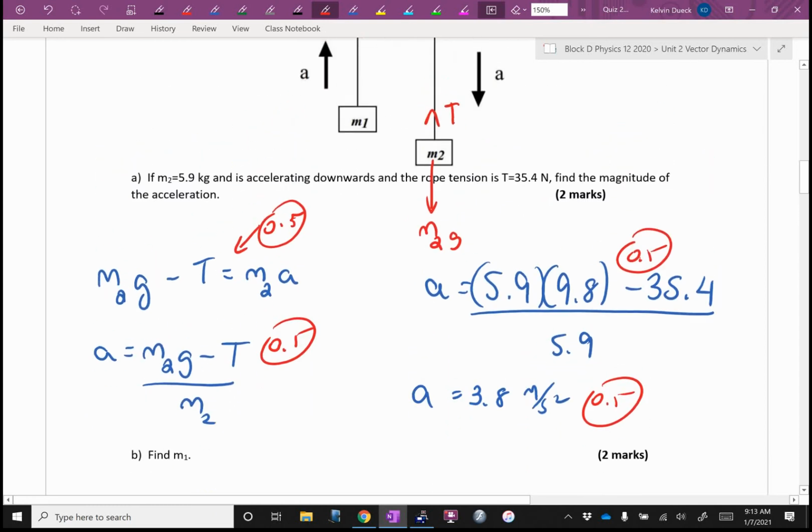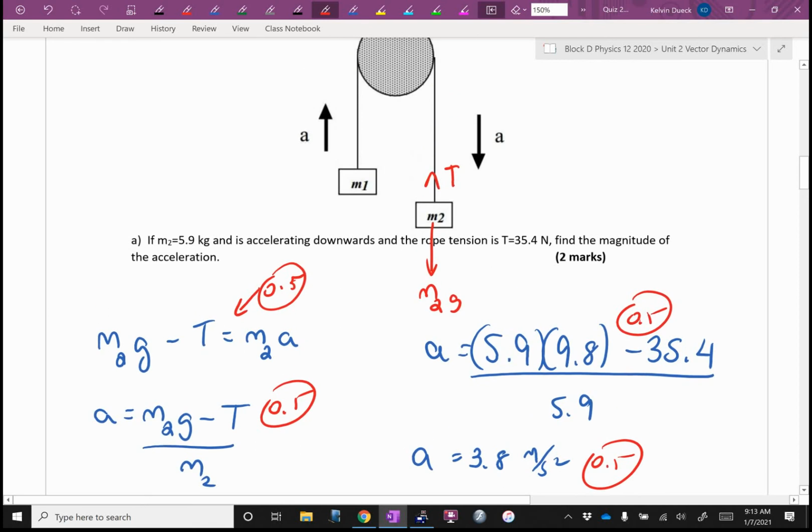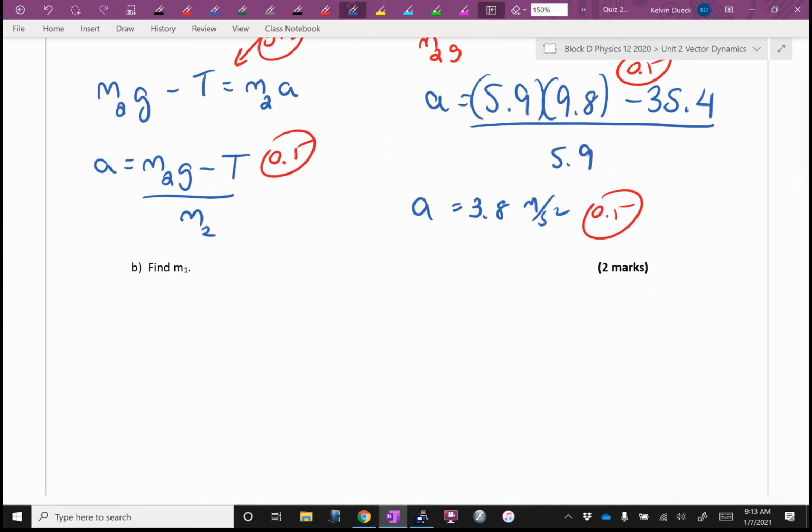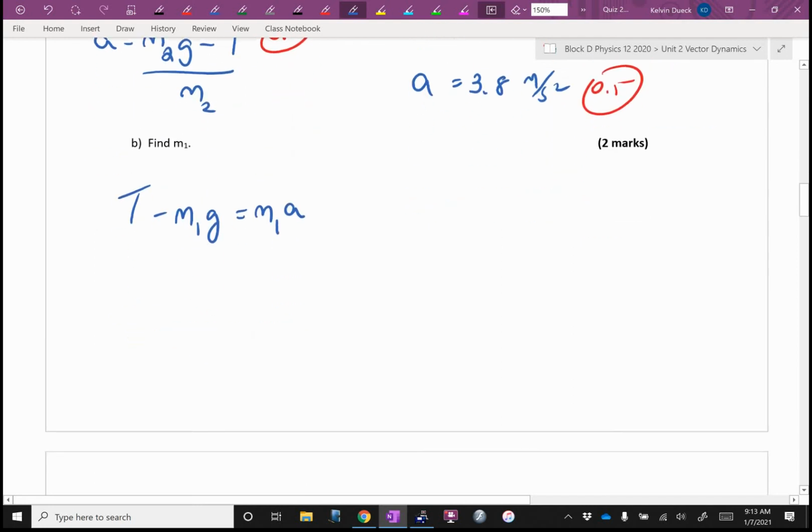Find M1. Okay, now I'm going to write a free body diagram and an equation for the mystery mass. So it's very similar. It's M1G, tension, but in this case, what's winning? Tension. Tension minus M1G equals M1A. What am I trying to find? How many M1s do I have? How many would I prefer? Get into the same side. Tension is M1A plus M1G.